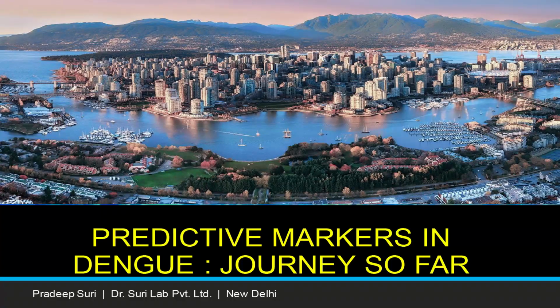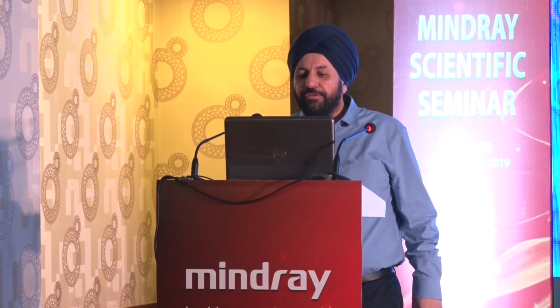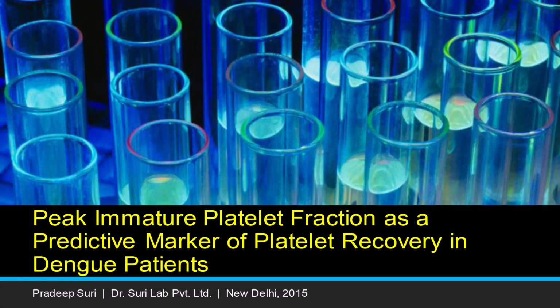So this is the predictive markers in dengue, the journey so far. We began our first study in 2015, which was titled Peak Immature Platelet Fraction as a predictive marker of platelet recovery in dengue patients. We presented it in the research paper competition at AIIMS in 2015.